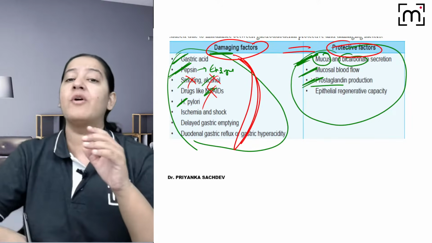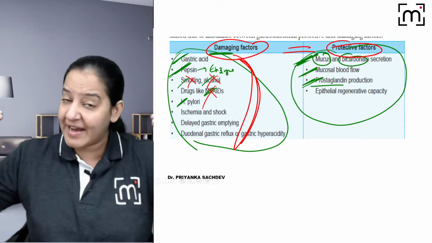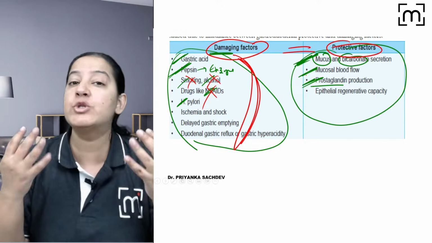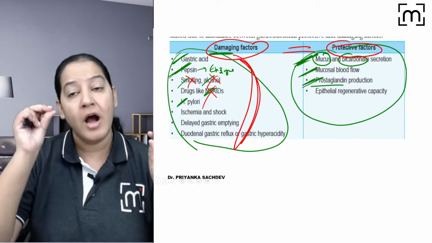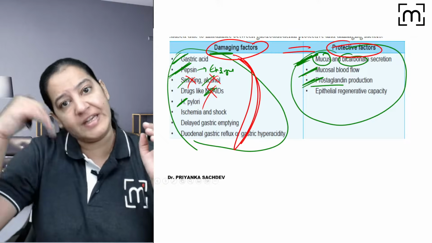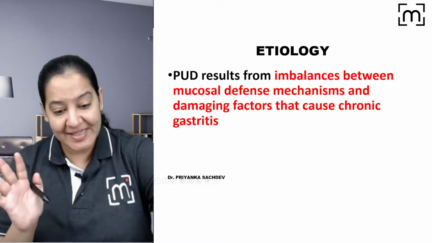But we also have protective factors at the same time. So they balance each other, they cancel each other. That's why we don't have ulcer. That's why our own acid and our own pepsin do not degrade our own wall. That is the answer. Give me a thumbs up if you got it. So basically there is a balance.